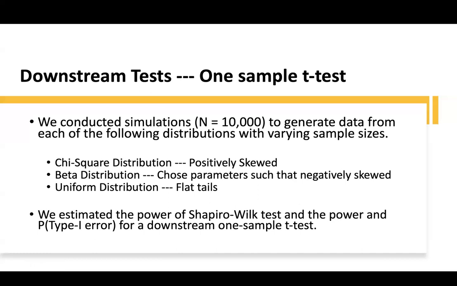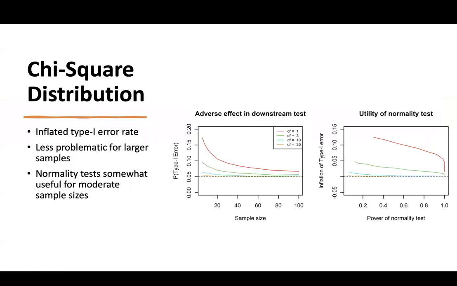And here we used the Shapiro-Wilk test to estimate the power of the normality test and combined it with the type 1 error rate and the power of the one sample t-test to do the analysis. For the chi-square distribution, we generated data with 4 different degrees of freedom and varying sample sizes. And for all the analysis, we assume 0.05 as the type 1 error rate for the normal distribution and used it as a standard for the analysis.